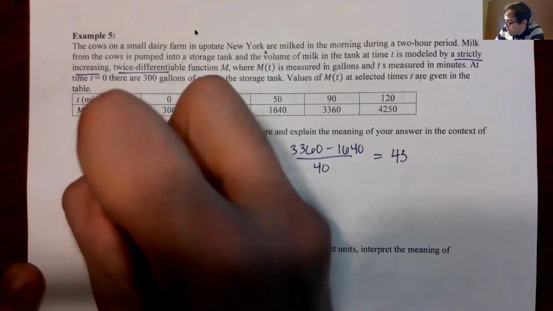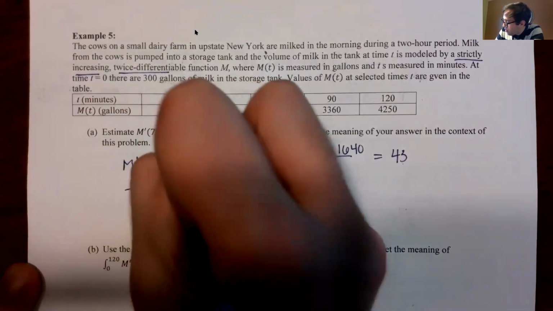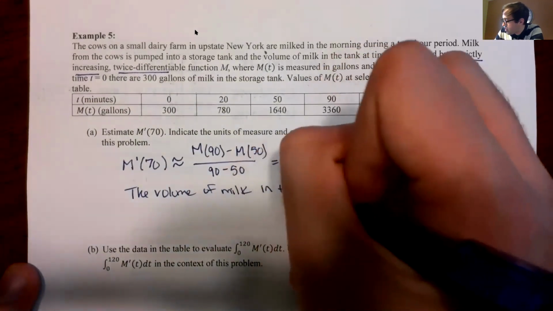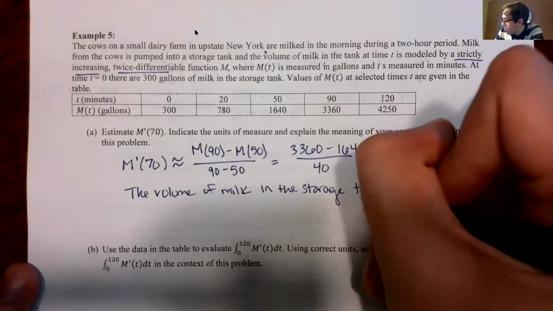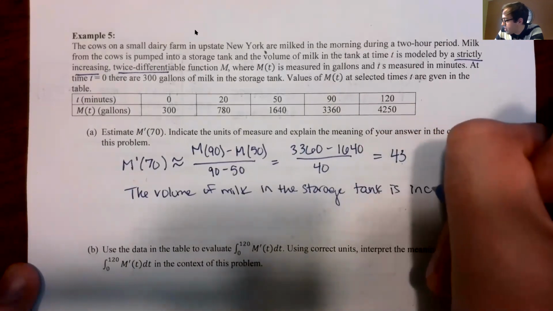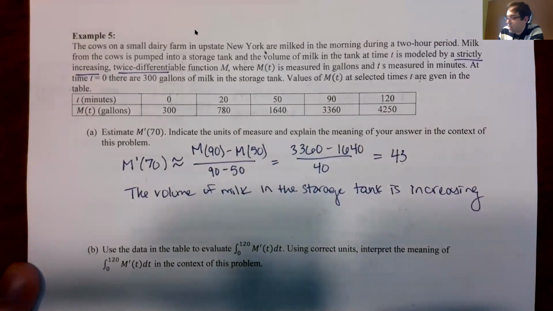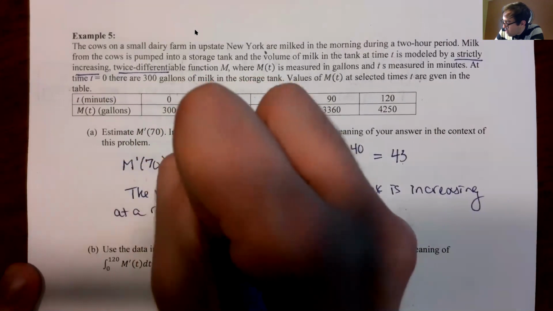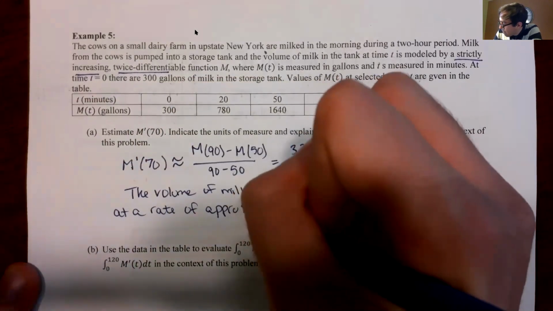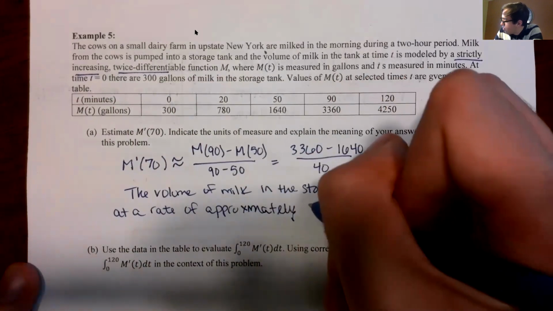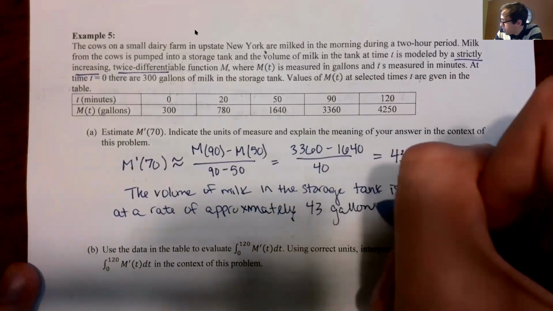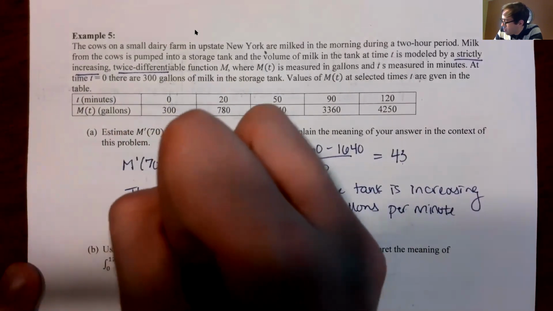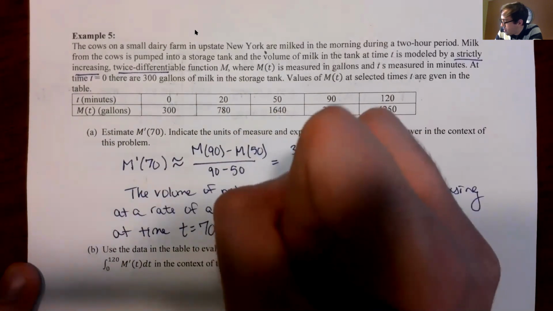So what we're going to say is the volume of milk in the storage tank is increasing at a rate of approximately 43 gallons per minute at time t equals 70 minutes.